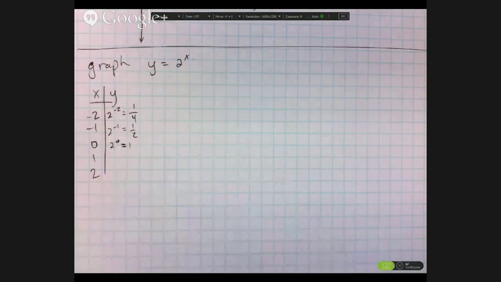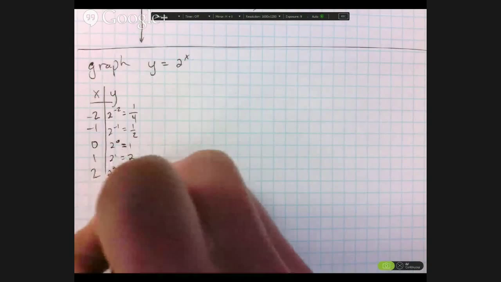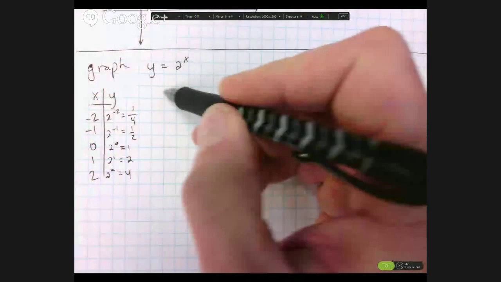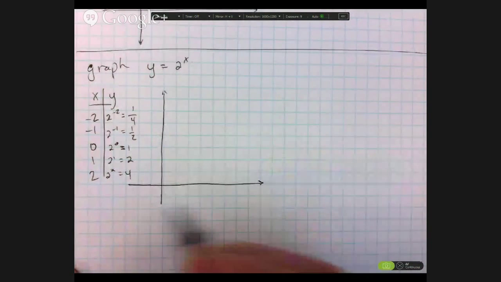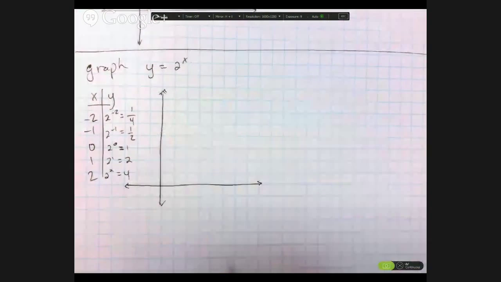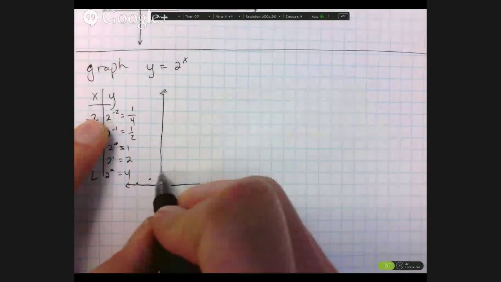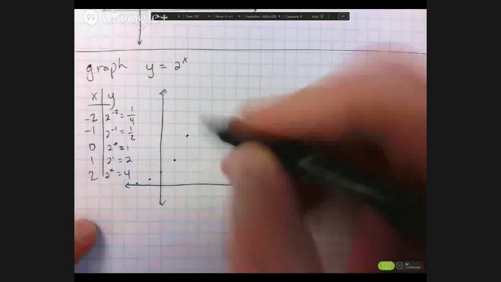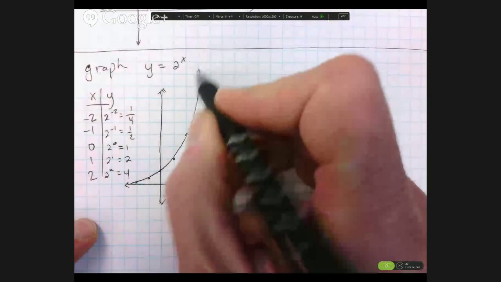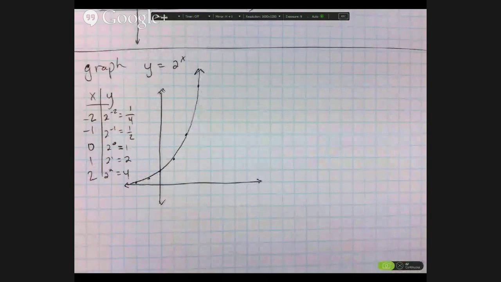What's 10 billion to the 0 power? 1. 2 to the 1 is 2. 2 squared is 4. Okay. Are there any negatives there? No. All right, so we don't have to mess with the negative y values. And if I went to 3, it would be 8, right? There you go. Easy enough.